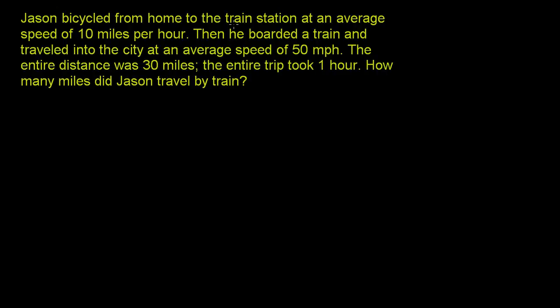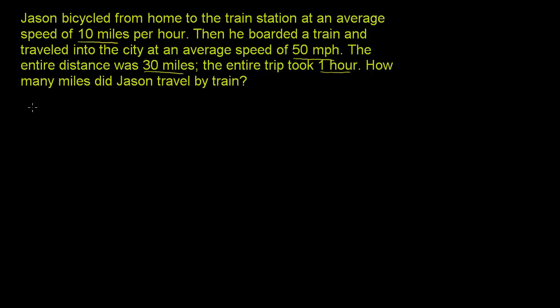Jason bicycled from home to the train station at an average speed of 10 miles per hour. Then he boarded a train and traveled into the city at an average speed of 50 miles per hour. The entire distance was 30 miles. The entire trip took 1 hour. How many miles did Jason travel by train?